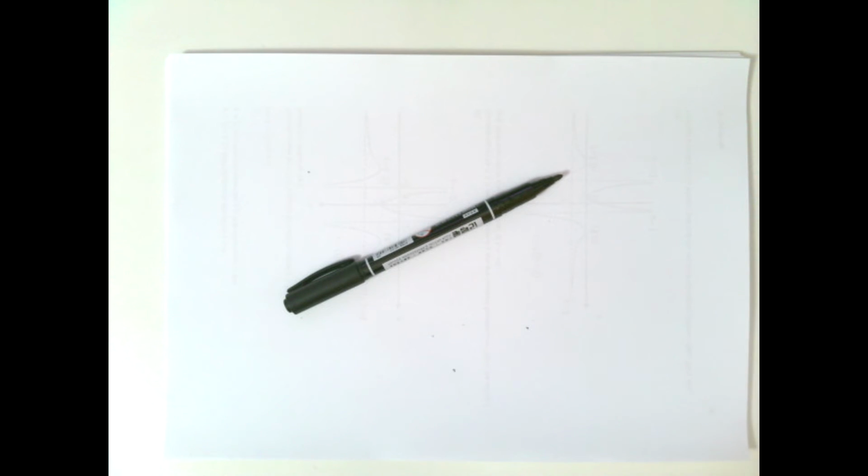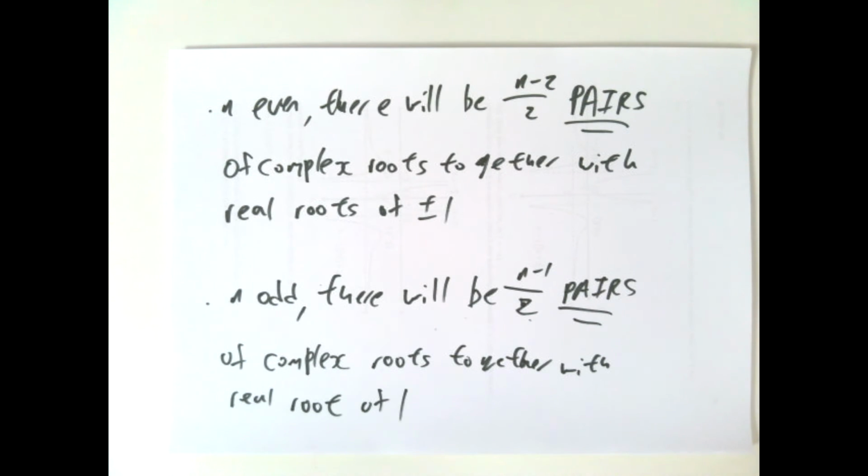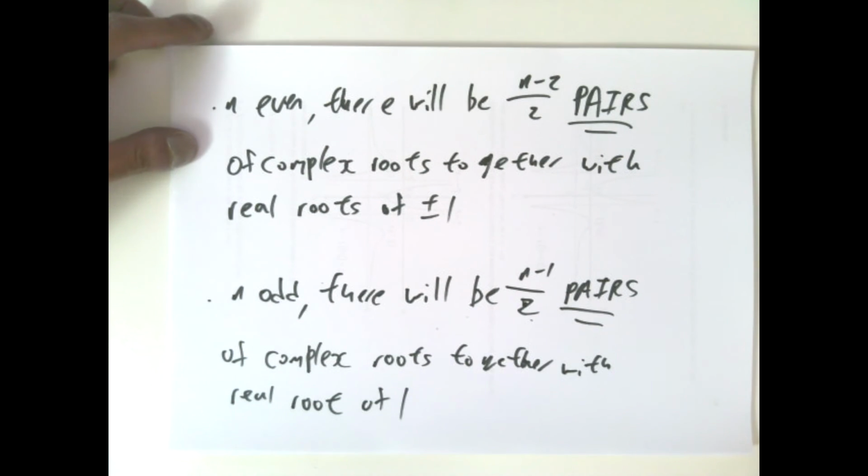Because the power of n could be a positive number or a negative number, we have two possible situations happening. If n was even, there will be n minus 2 on 2 pairs of complex roots together with the real roots of plus and minus 1. If n was odd, there will be n minus 1 on 2 pairs of complex roots together with the real root of 1, which kind of matches up when we did cube roots and fourth roots.